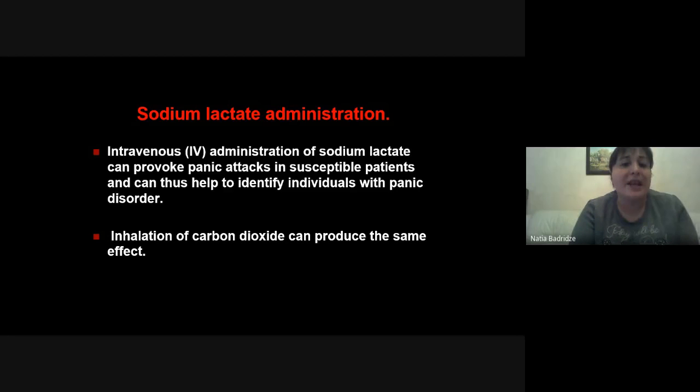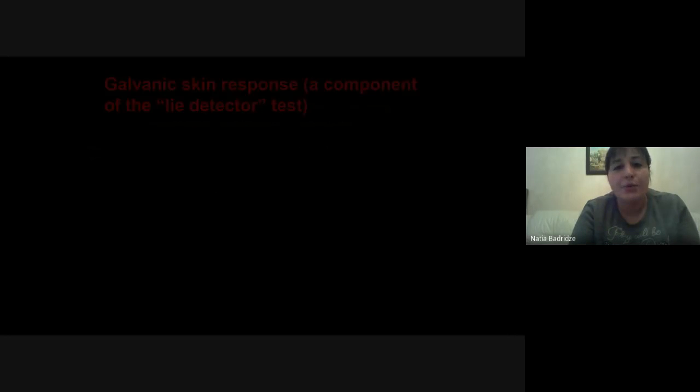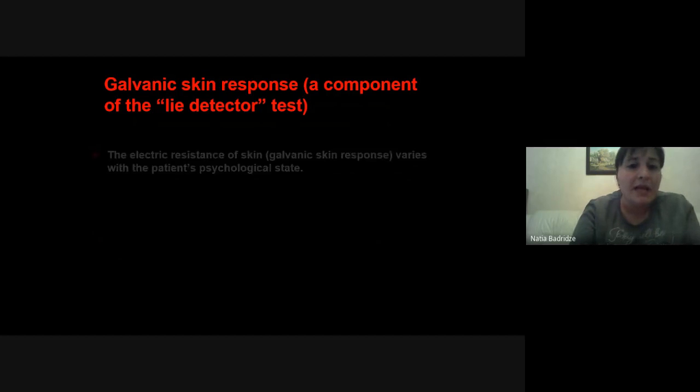Sodium lactate administration. Intravenous administration of sodium lactate can provoke panic attacks in susceptible patients, and this helps to identify individuals with a panic disorder. So this test is for identification of panic disorder. Inhalation of carbon dioxide can also produce the same panic attacks, and we can use this test to identify panic attack and phobia in a patient with an anxiety disorder. You know, the panic attack is part of the anxiety disorder.